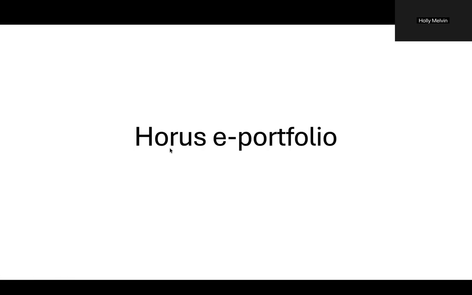Hi guys, so today I'm just going to quickly give you an overview of the Horus ePortfolio. So this is what you'll use as your portfolio for foundation years. I remember when I started foundation, no one really explained it to me, so I'm hoping this will clear some things up, and I will try and answer questions if people leave them in the comments.